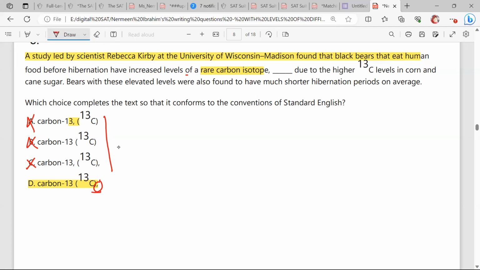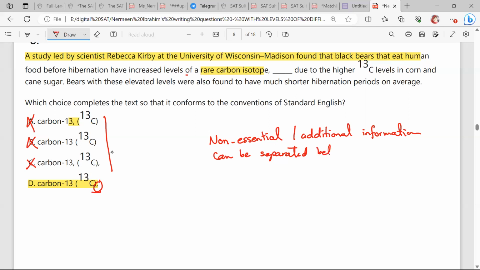Is it clear? So we have here non-essential, additional information can be set off by two commas, or two commas here definitely. So a comma should be paired up with another one in order to set off the non-essential information. Is it clear?